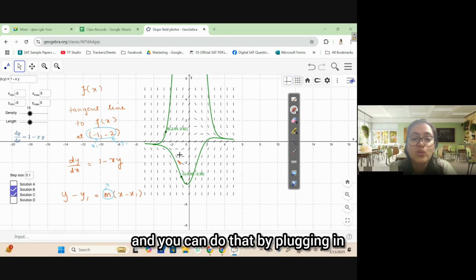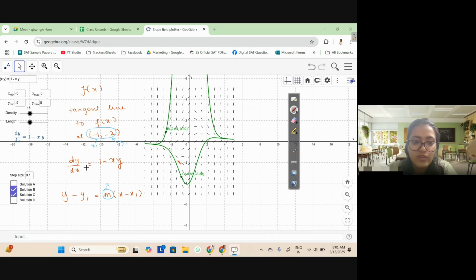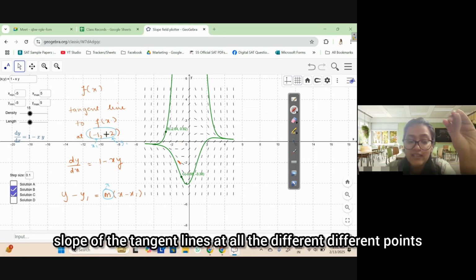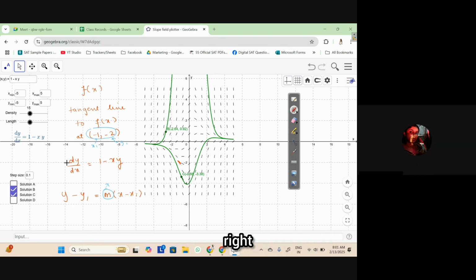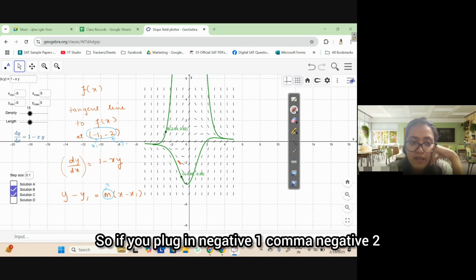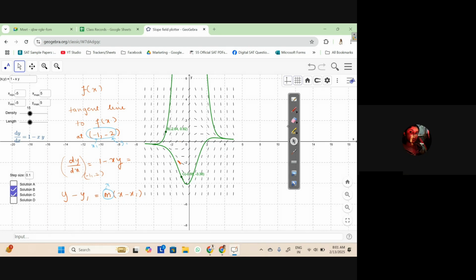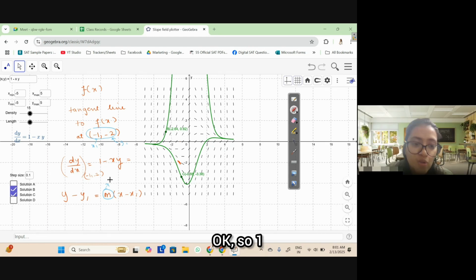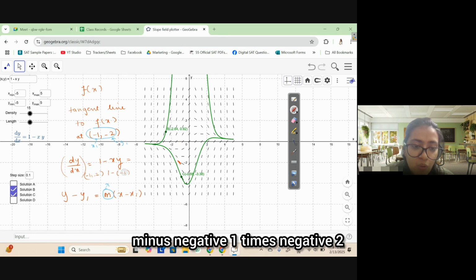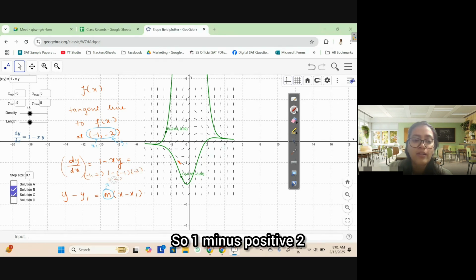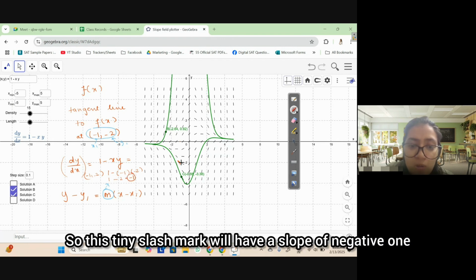And you can do that by plugging in that point in this equation. This equation is actually giving you the slope of the tangent lines at all the different points. So if you plug in -1 comma -2 in this equation, that will give you the slope of the tangent line to the curve. So 1 minus -1 times -2. -1 times -2 will be +2. So 1 minus 2, that's -1. So this tiny slash mark will have a slope of -1.